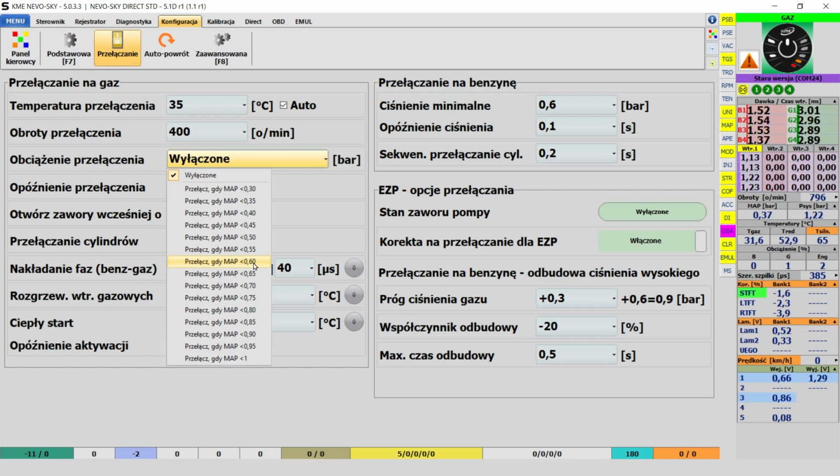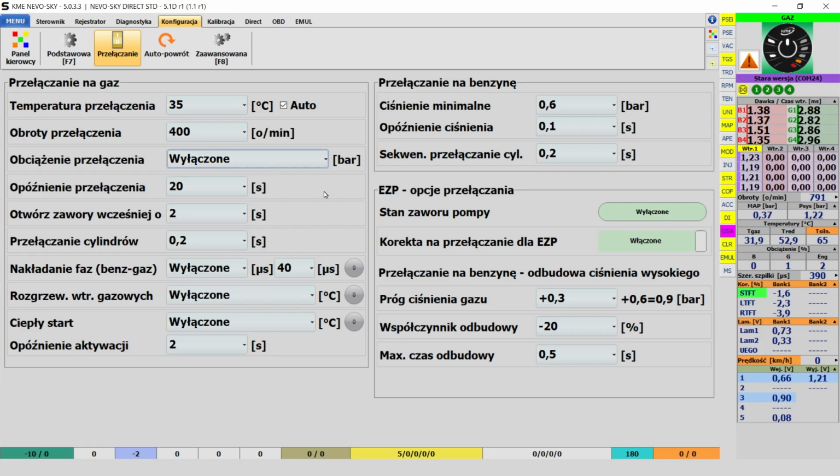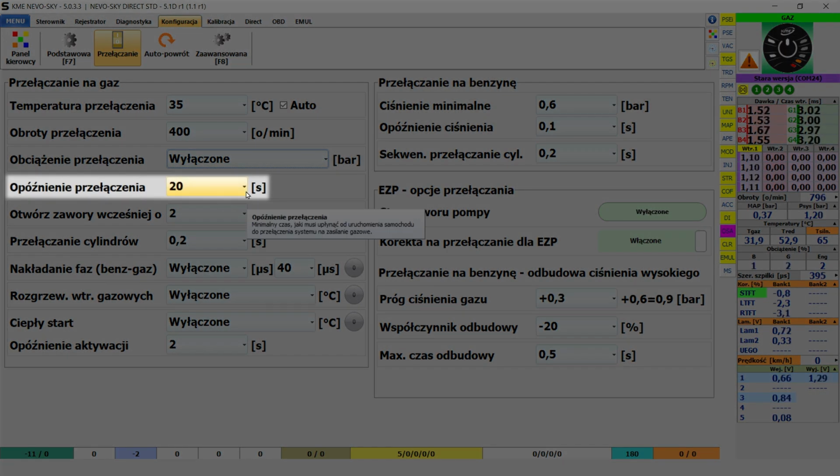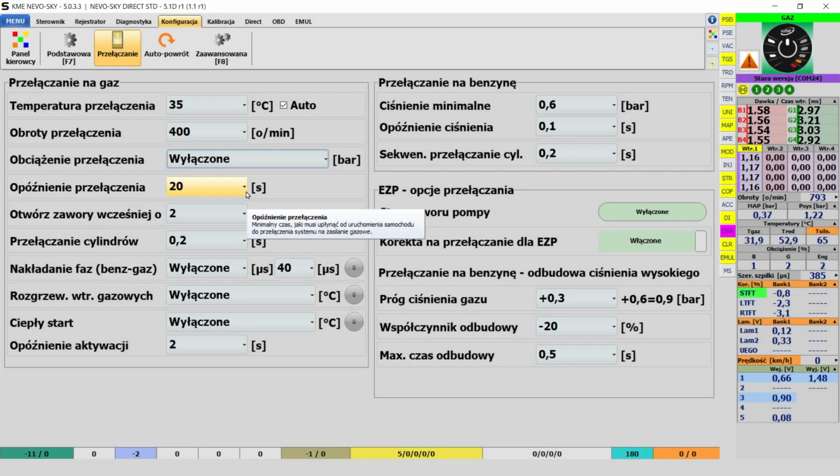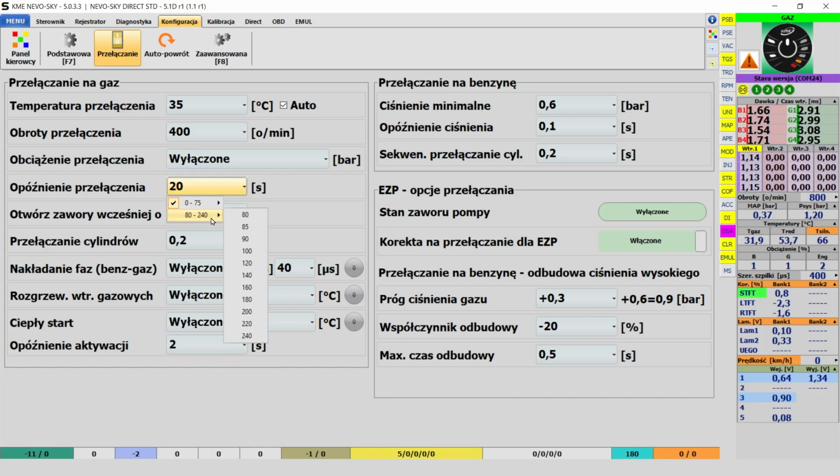Delay after valve opening option ensures that the pressure in the gas pipes is stabilized before starting gas supply to the engine, which guarantees the stability of the entire system. The option of switching cylinders allows you to enter a delay in switching to gas for subsequent cylinders. By setting the value to 0, all cylinders will switch at the same time. We recommend setting this value in the range of 0.2 to 0.5 s.